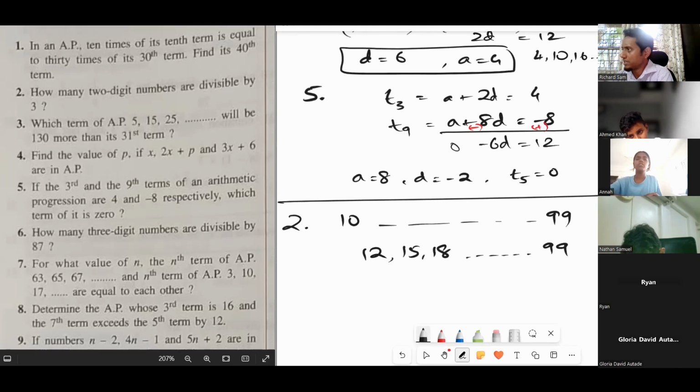99. 99 is divisible by 3, right? It's there in the 3 tables. So this is your AP. The question is how many numbers are there from 12 to 99? So what will you do?